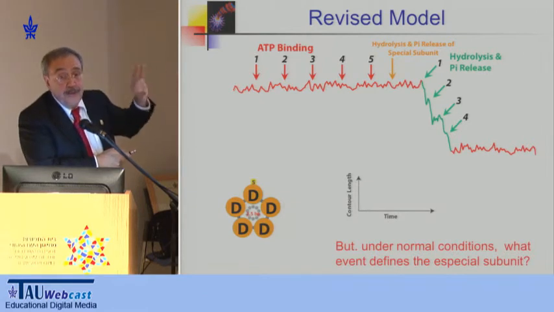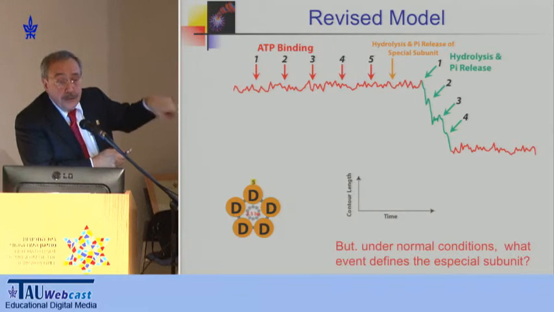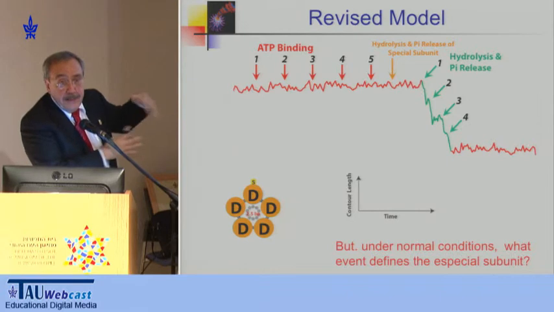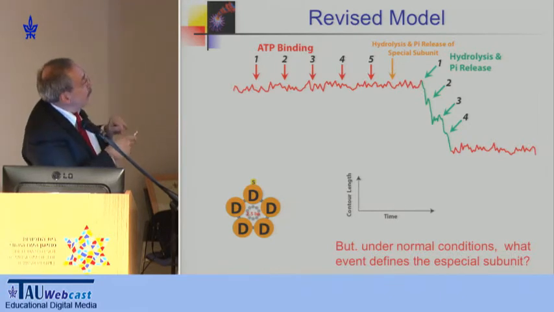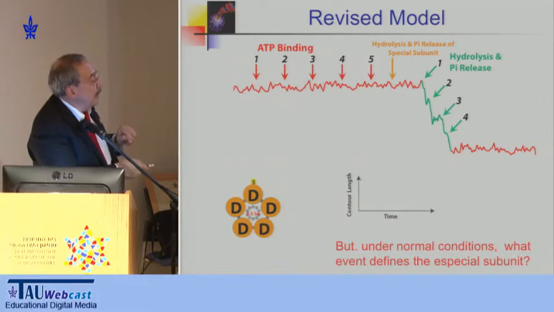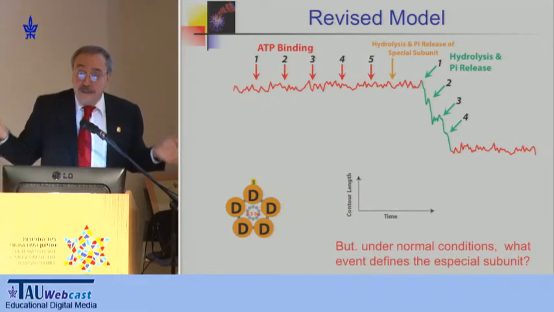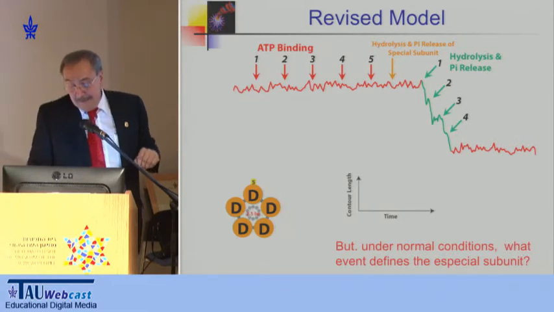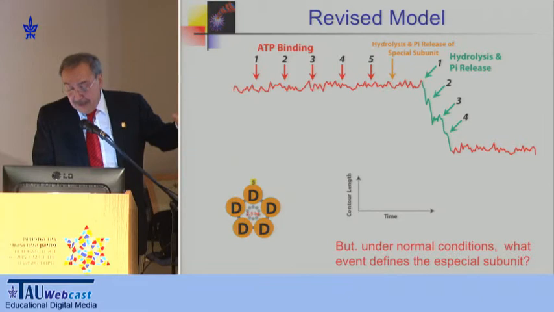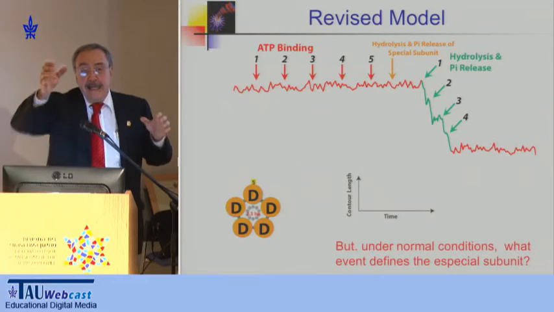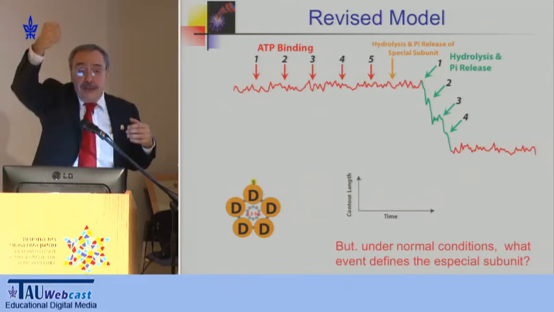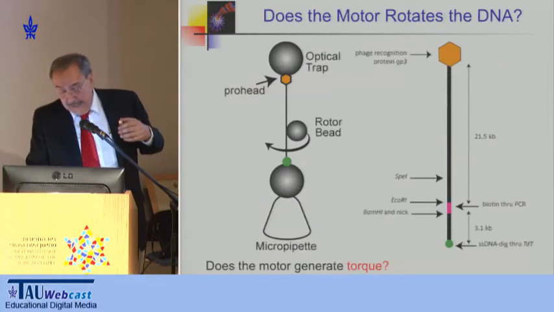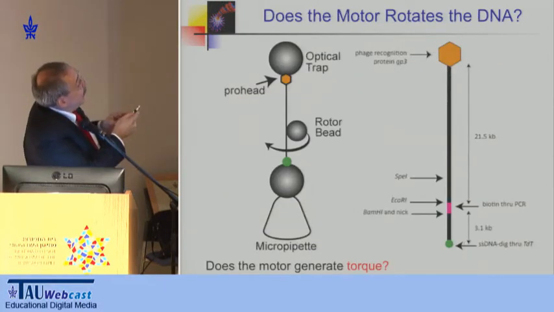This indicates that the motor is very coordinated. The 5 subunits are talking to each other. There is an interlacing between binding and release of ADP, binding of ATP, release of ADP, and then there is one subunit that is special. But you may ask the question, okay, but what makes the special subunit special, right? Okay, so we found the answer to this question doing a completely different experiment that I'm going to relate very quickly here, where we ask the question, does the DNA rotate as it is being packaged into the capsid?